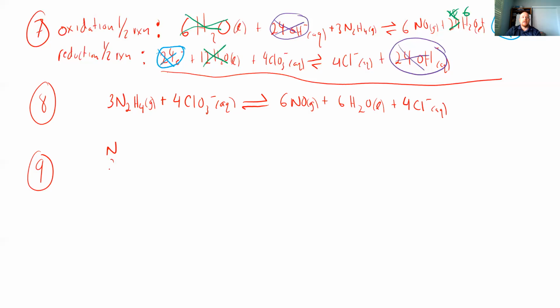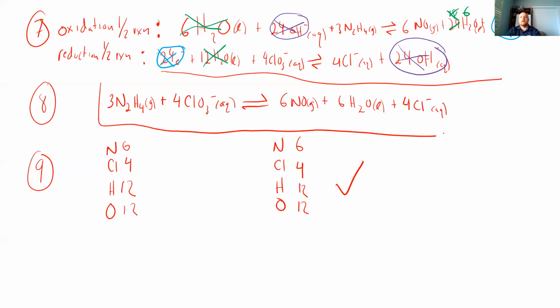So I've got nitrogen, I've got chlorine, I've got hydrogen, and I've got oxygen. So the nitrogen, I've got 2 times 3 is 6. The other side, the nitrogen, I've got 6 times 1 is 6. If I go to the chlorines now, I got 4 times 1 on the one side, so there's 4. And 4 times 1 on the other side is 4. Hydrogens, I've got 3 times 4 is 12. And I've got 6 times 2 is also 12. And then for oxygen, I've got 4 times 3 is 12. And on the other side, I've got 6 times 1 plus 6 times 1. That gives me another 12 oxygens. Looks like I'm balanced, and I have my equation here.